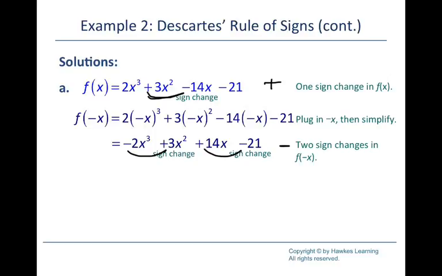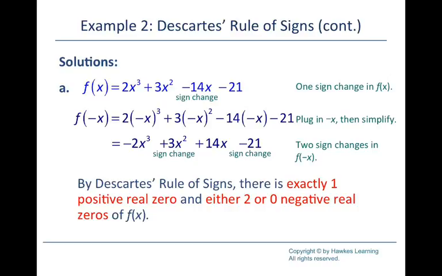So what that means for us is, by Descartes' rule of signs, there is one positive real zero and either two or zero negative real zeros. So if there's one positive and two negative, we've found all the real zeros. The other alternative is that there's one positive and two complex instead of negative real zeros.